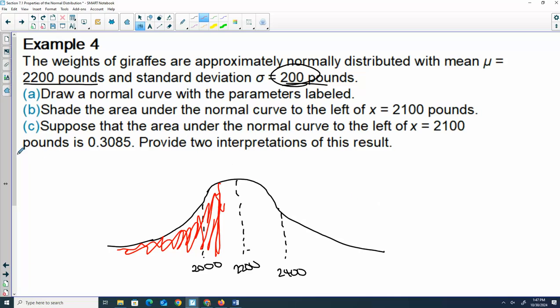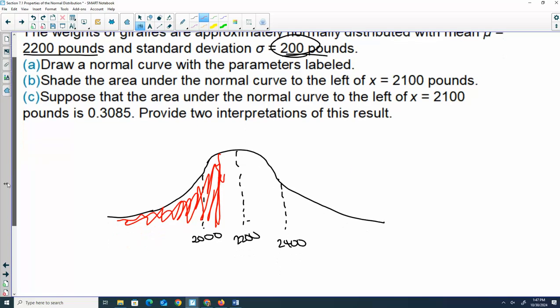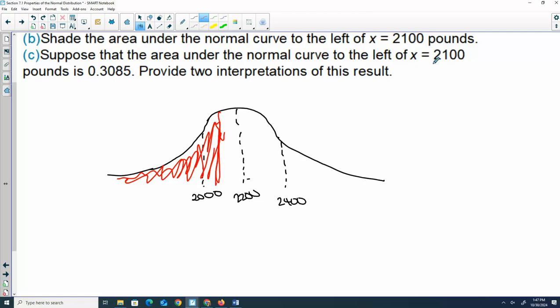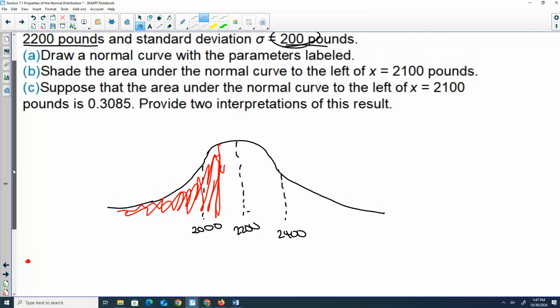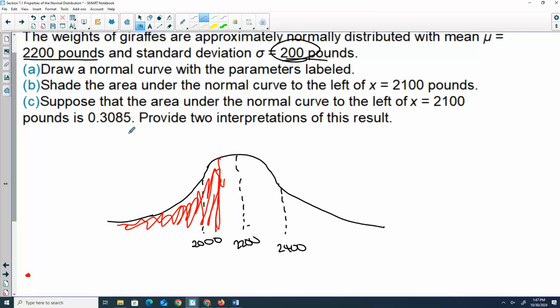Part C. Suppose the area under the normal curve to the left of 2,100 pounds is 0.3085. Provide 2 interpretations. So you are just writing 2 sentences for how this could be described. So one option is it's a probability. This is talking about the weights of giraffes, right?